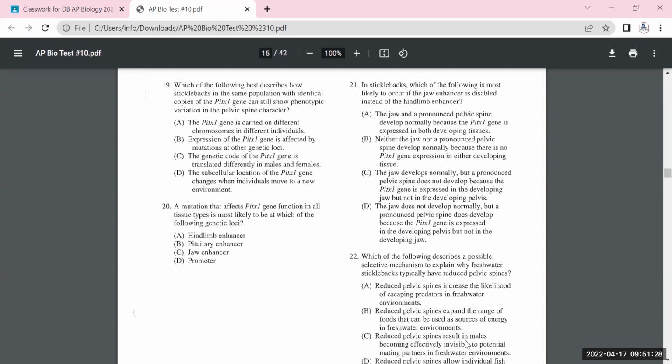Neither the jaw nor pronounced pelvic spine develop normally because there is no PITX1 gene expression in either developing tissue. Is that what you expect to see? Probably not, right? If your jaw enhancer is disabled instead of your hind limb enhancer, how would that occur? Okay, the jaw does not develop normally, but a pronounced pelvic spine does develop because the PITX1 gene is expressed in the developing pelvis, but not in the developing jaw. Perfect. D.